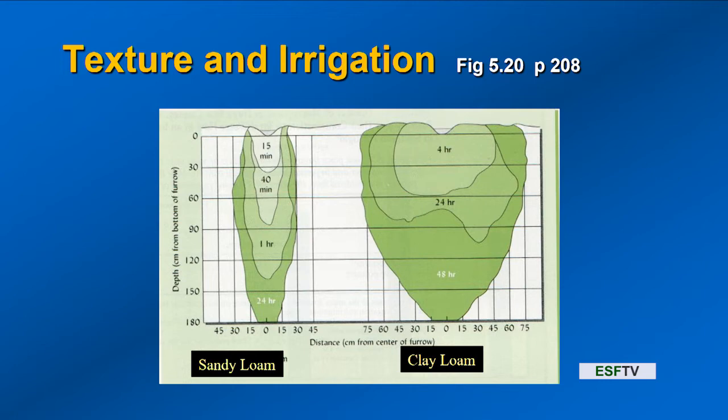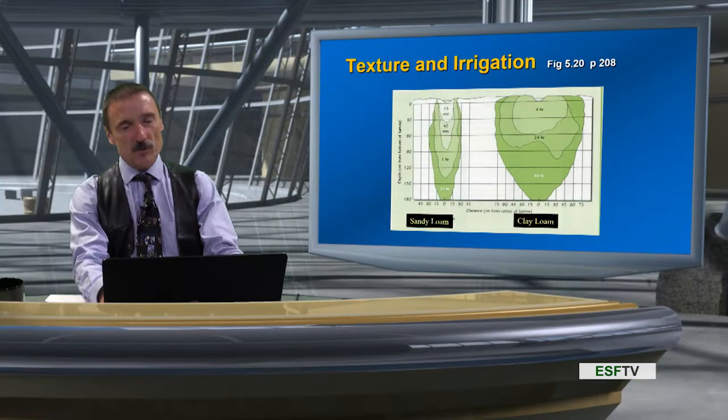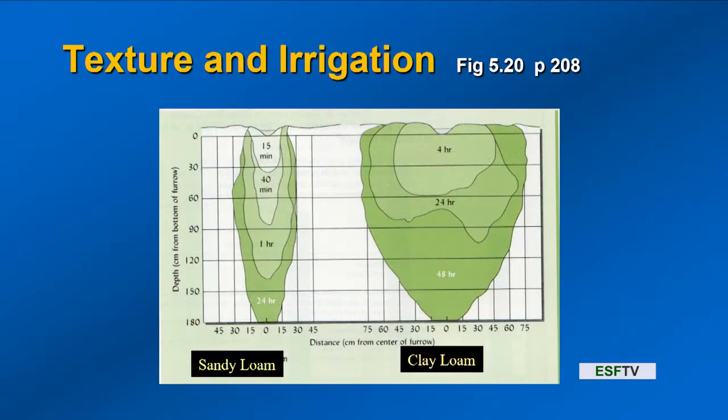So instead of taking 15 minutes to get down past 30 centimeters, it takes about 4 hours. Okay? And then 24 hours to get down to 60 centimeters. On the sandy loam, then 24 hours, we're down to 2 meters. And concurrent with that reduction in downward movement is a lateral spread. So this lateral spread is much wider. So the saturated flow rate is impeded, and the lateral flow rate across is enhanced.